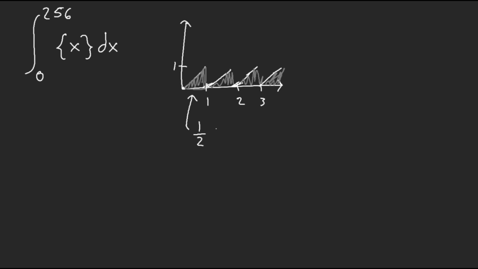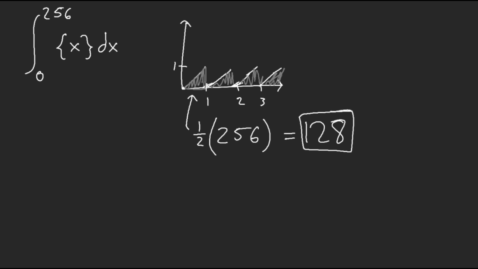Okay. And then we have to go from 1 to 2, and then 2 to 3, and 3 to 4. Up to 4, we have 4 triangles. And so what we're doing is going all the way up to 256. So up to 256, our total area equals 128. So our answer is 128. The total area of the triangles is 128, and that's what this integral equals.